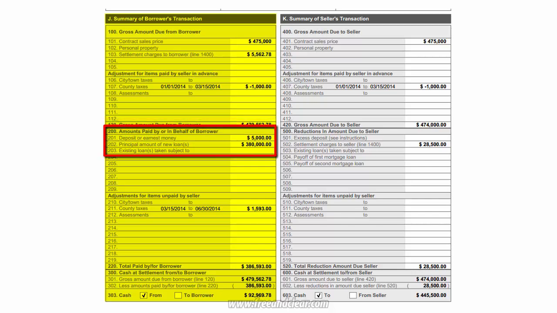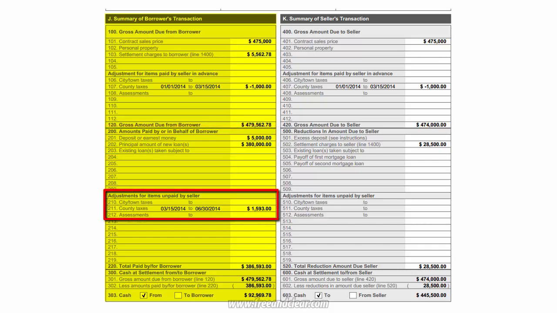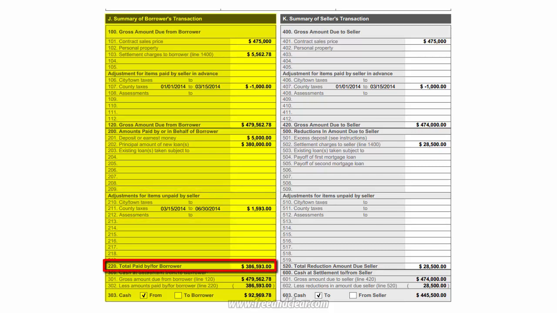Next, we have the amount paid by or in behalf of the borrower. Simply put, this is the amount of our mortgage, so $380,000 in this case, plus any initial deposit or earnest money the buyer has paid when they agree to buy the property, which is $5,000 in this example. The next category is adjustments for items unpaid by the seller. In this case, the buyer has to pay prorated property taxes depending on when the mortgage closes and when property taxes are due. If you add these figures up, the mortgage amount, deposit, and property tax adjustment, you get the amount of money paid by the borrower, including the mortgage amount.